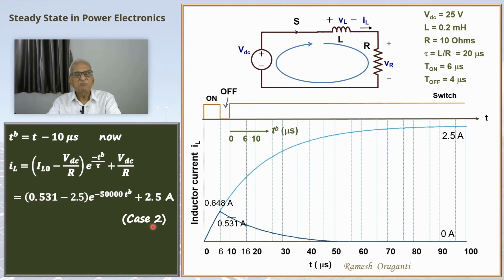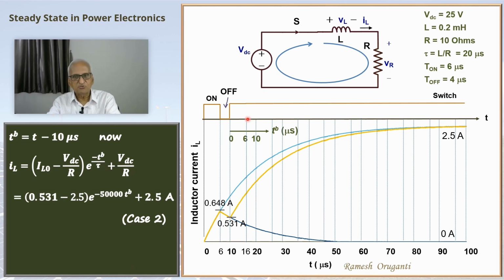So this can be plotted. We know that the current will rise from 0.531 and exponentially it will go towards 2.5 amperes. That is the steady state of this DC circuit. So let's plot that. So IL will follow now this curve. IL starts from here, goes to 0.648 amperes. When you switch off, it comes down to 0.531 amperes. And then when you switch on again, it goes towards 2.5 amperes. Now you get the idea.